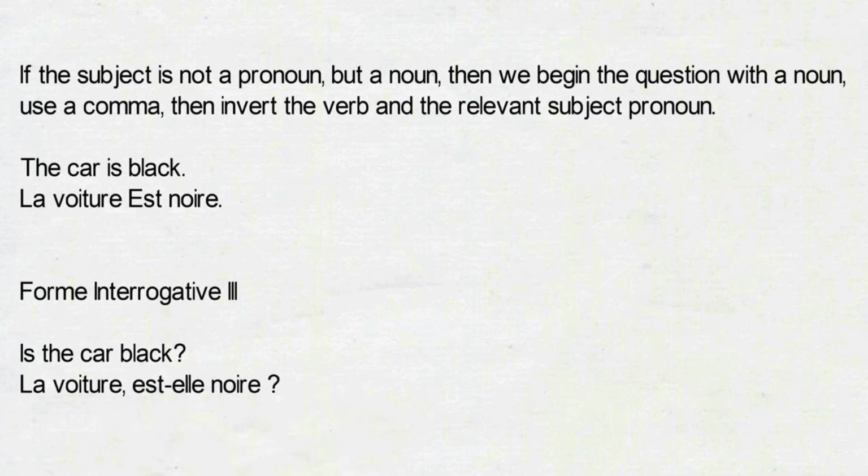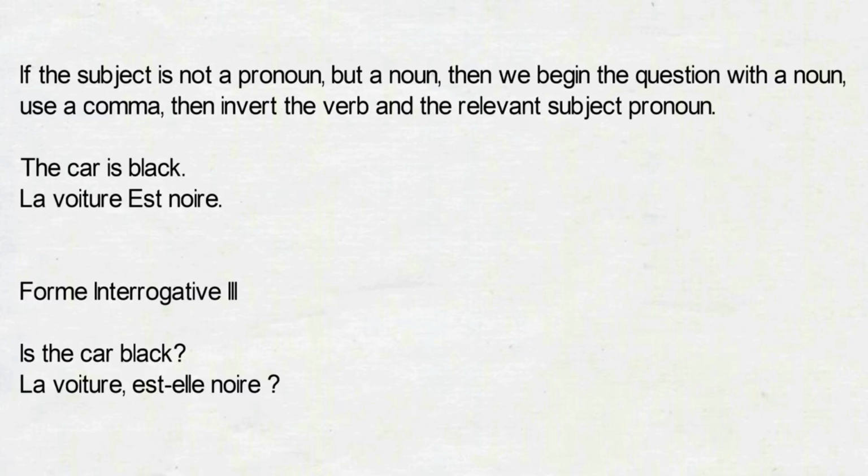So now the toughest form of interrogative. If the subject is not a pronoun, but a noun. What are pronouns? I, you, he, she, we, they, these all are pronouns. But if it's a noun, like car, mobile, computer, anything else, then we begin the question with the noun, use a comma, then invert the verb and the relevant subject pronoun.